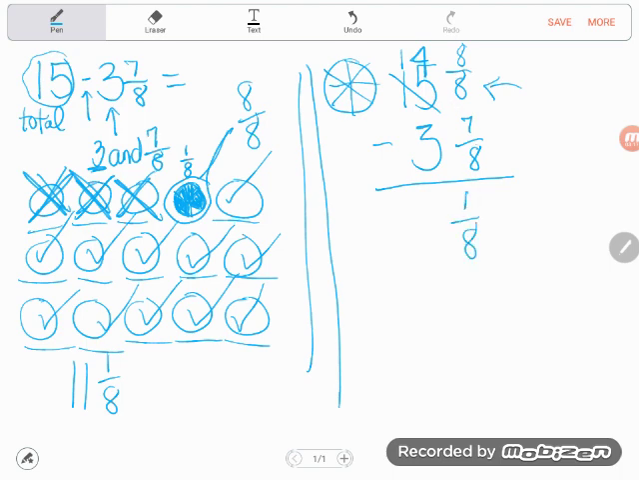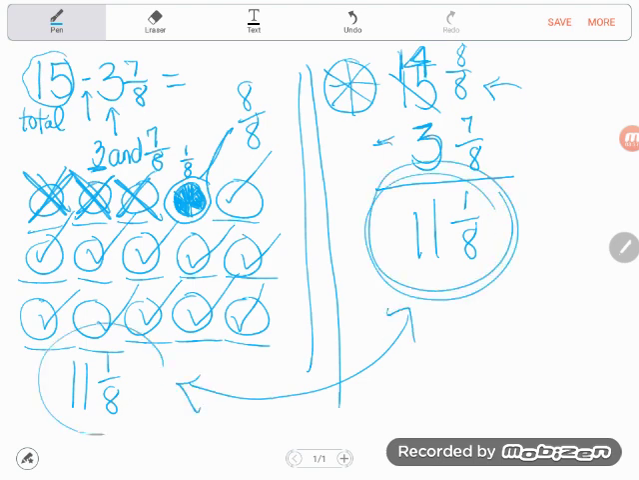That's 1/8 left. And those 14 whole things, take away those 3 whole things, gave me 11, just like in my common sense application. Take a look, whether I use a mathematical algorithm or I use common sense, I still get 11 and 1/8. Math should make sense. If it doesn't, we're doing it wrong.